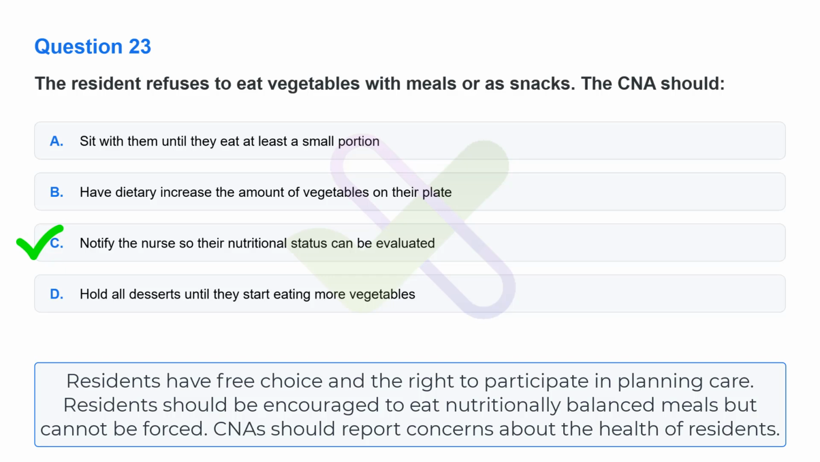Correct answer, C. Notify the nurse so their nutritional status can be evaluated. Residents have free choice and the right to participate in planning care. Residents should be encouraged to eat nutritionally balanced meals, but cannot be forced. CNAs should report concerns about the health of residents.